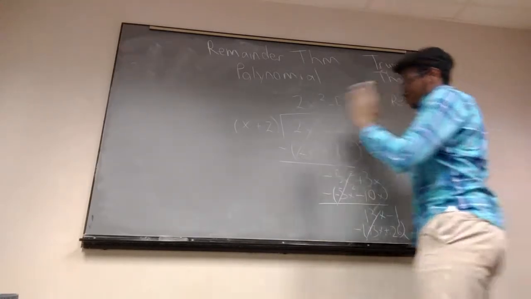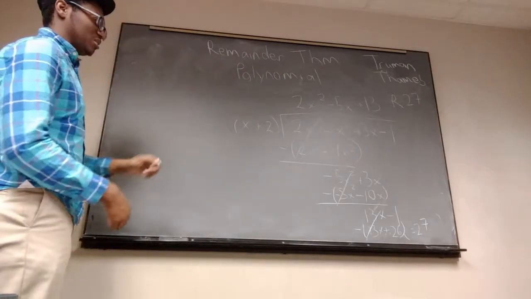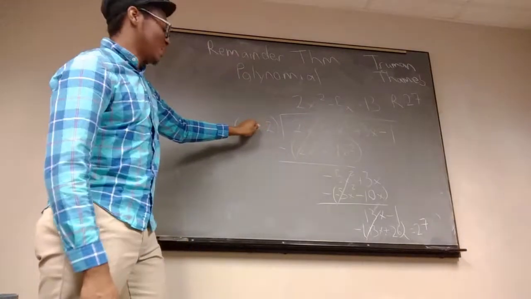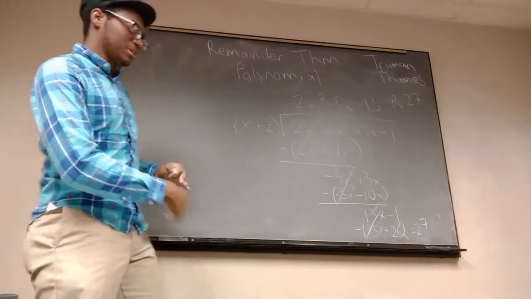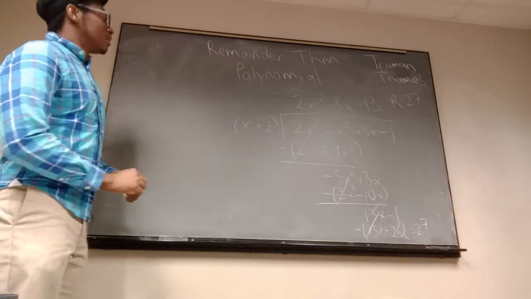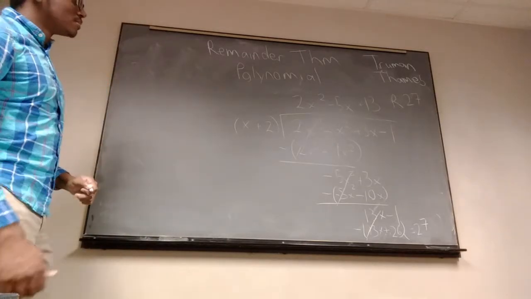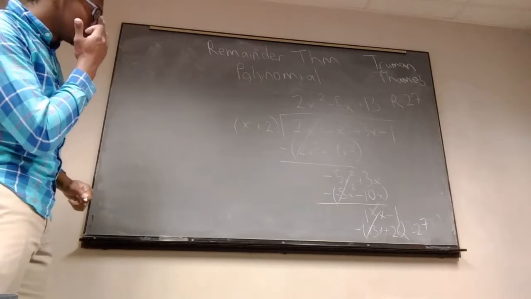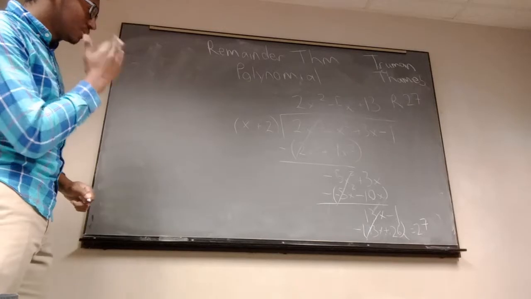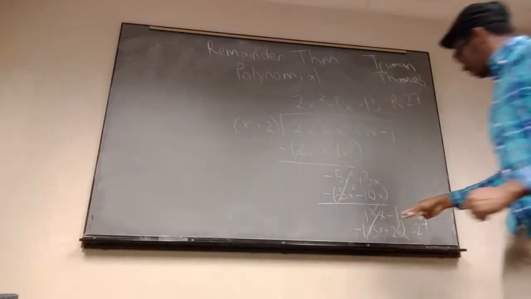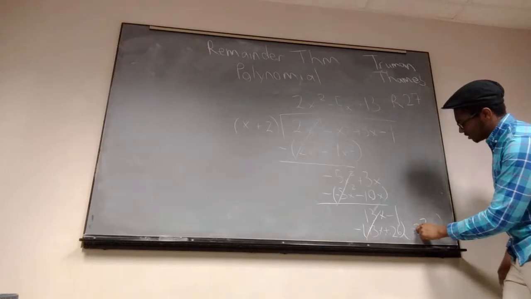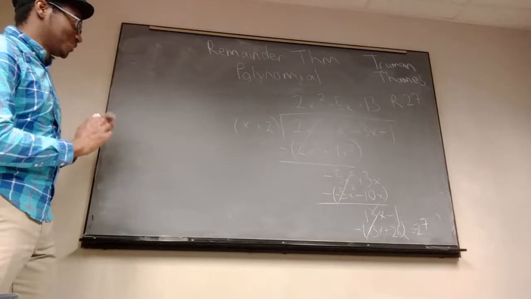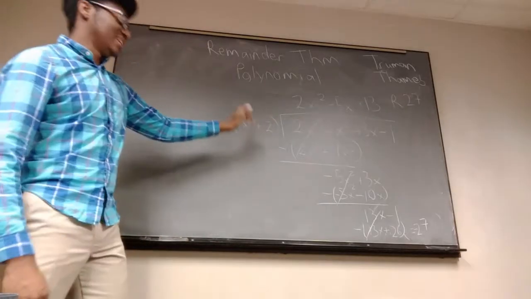So now, we want to use the remainder theorem method, which should be much faster. And we want to evaluate this polynomial at the opposite of positive 2. So it's going to be evaluated at negative 2. It gives you negative 27. Yes, that is negative 27. Okay. Now, we're evaluating this polynomial at negative 2.